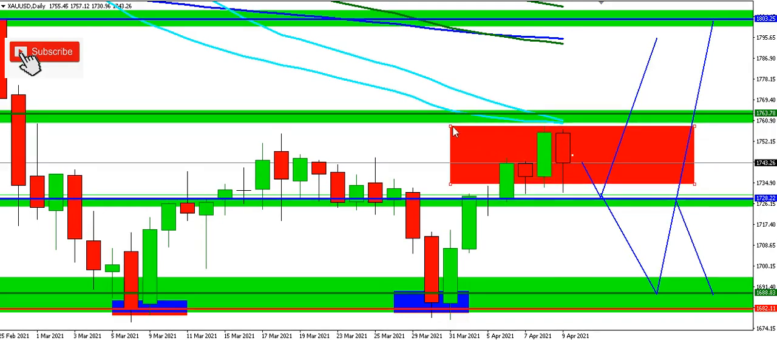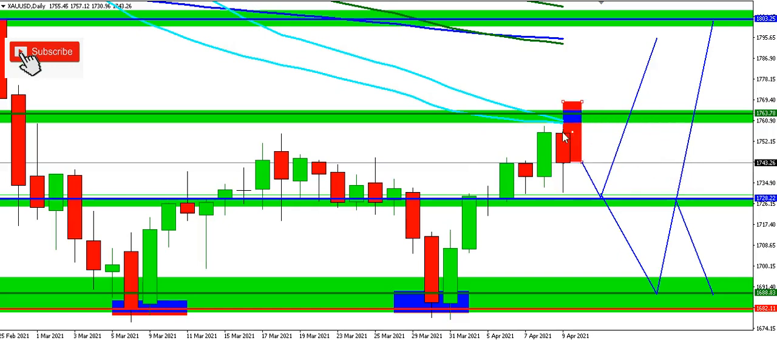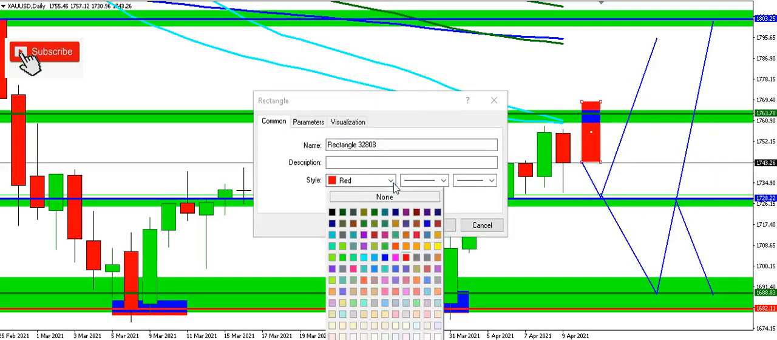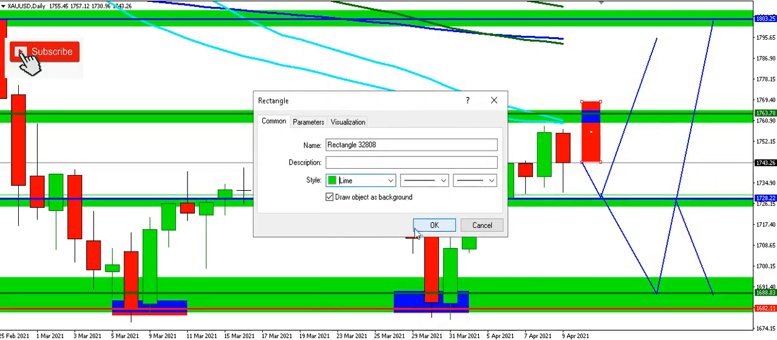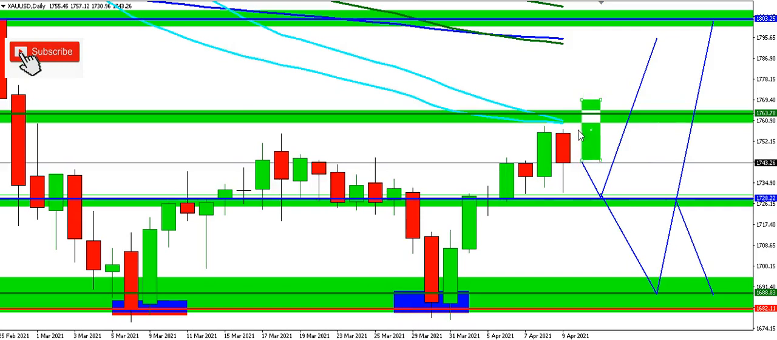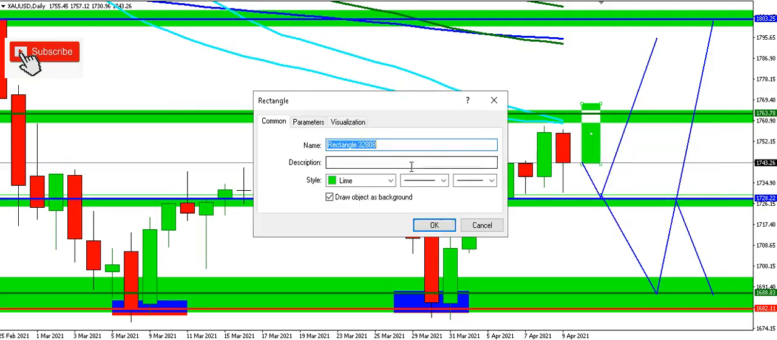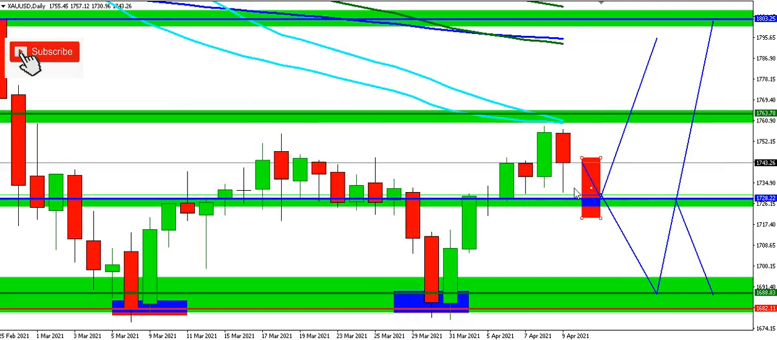Now with this formation, we could have a break. Let me change this color to green. We may have a bullish candle formation next week, which I favor, breaking and lapping across this zone. Or we may have a bearish candlestick formation, also coming down to this level.